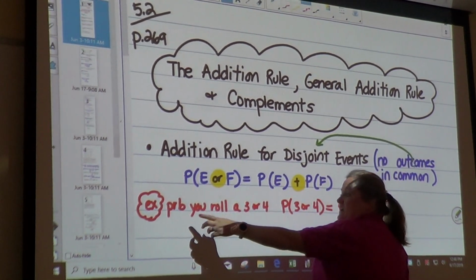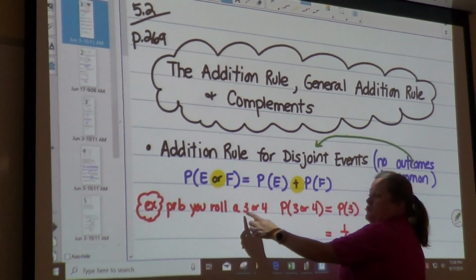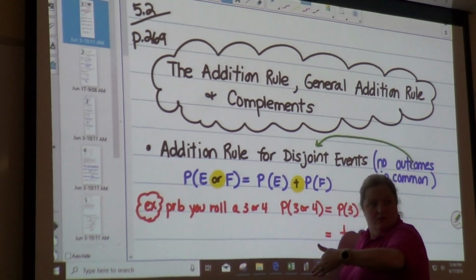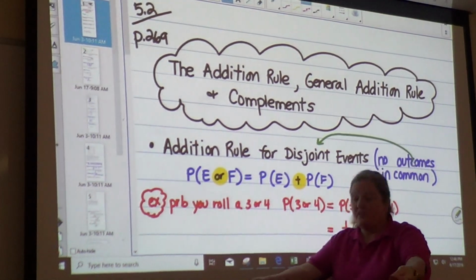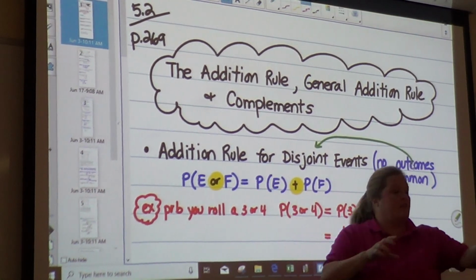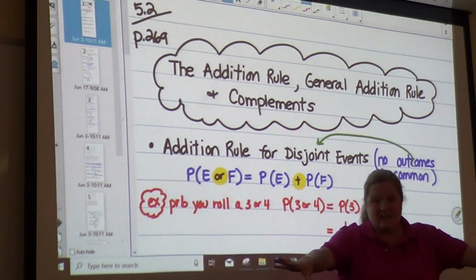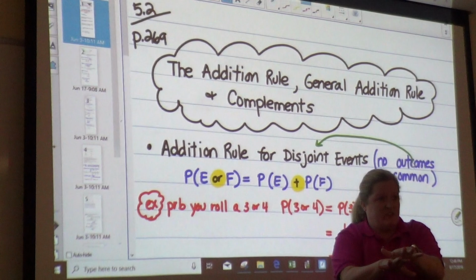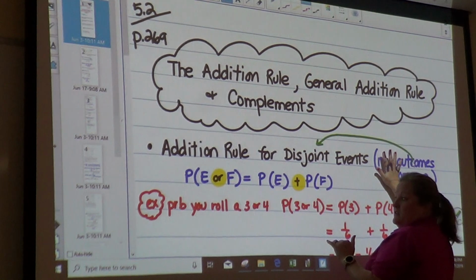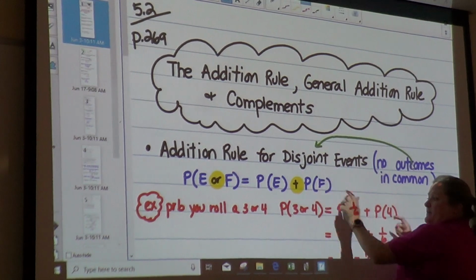For example, if I say, what is the probability of you rolling a 3 or a 4? Do you agree that you rolling a 3 and you rolling a 4 have nothing to do with each other? Those are disjoint. If this would have said the probability of you rolling a 4 or rolling an even, those kind of overlap. A 4 and an even have stuff to do with each other. So a 3 and a 4 are disjoint, and we're going to find the probability of a 3 plus the probability of a 4.